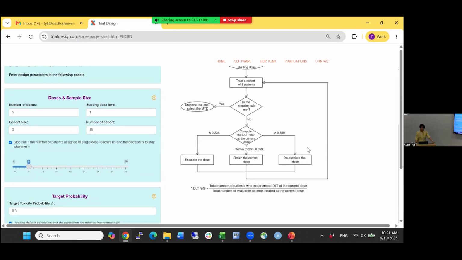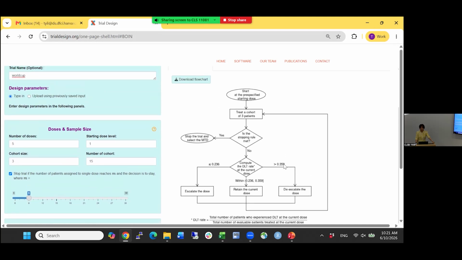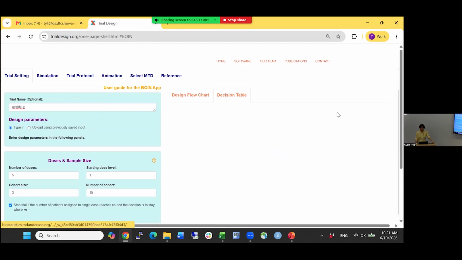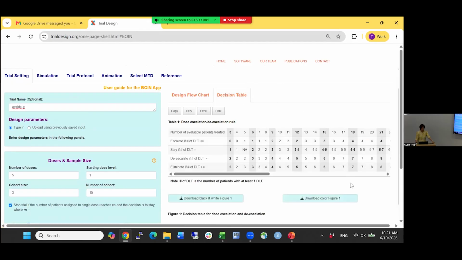For now, it still seems very intimidating because it requires a lot of calculation. We need to calculate the DLT rate. We need to calculate these two very unfriendly boundaries. However, in reality, it's not that hard. We don't have to do that by ourselves. The BOIN design already gave us a very easy to follow table here.